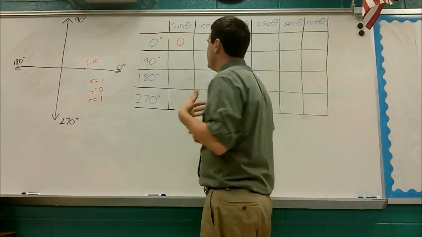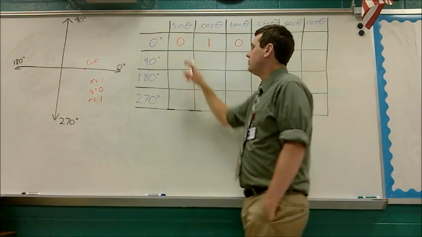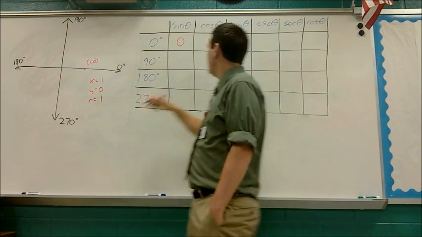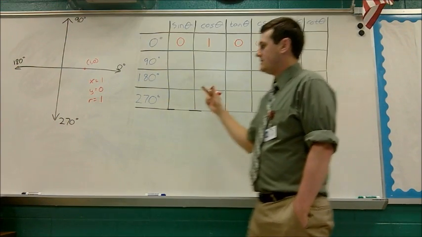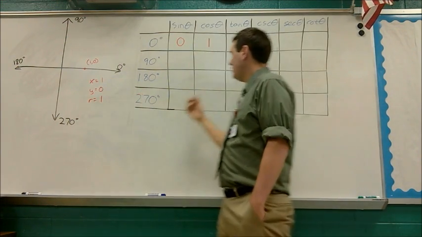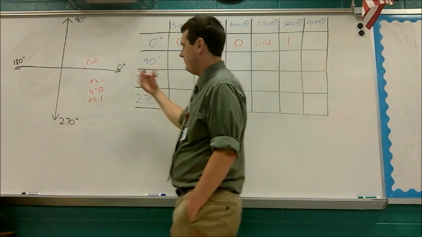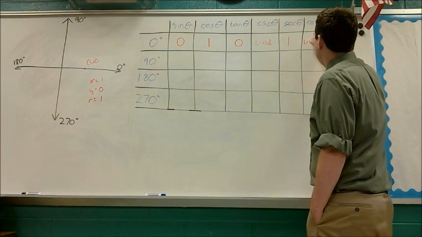Now the cosecant, secant, and cotangent are going to be the opposite of those. So when we flip 0, we do r over y, that's 1 over 0, that's undefined. Secant is going to be r over x, that's 1 over 1, that's 1, and the cotangent is going to be 1 over 0, which is undefined.